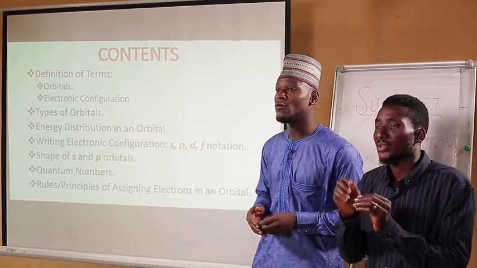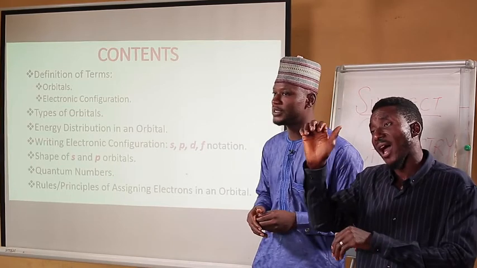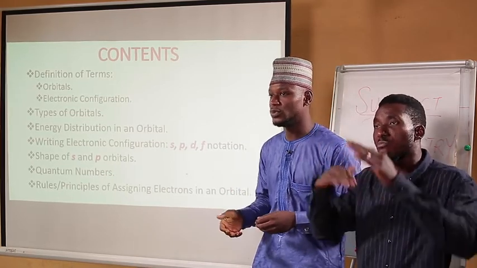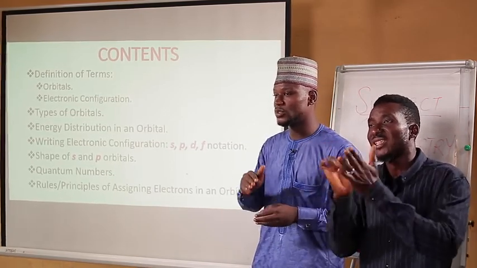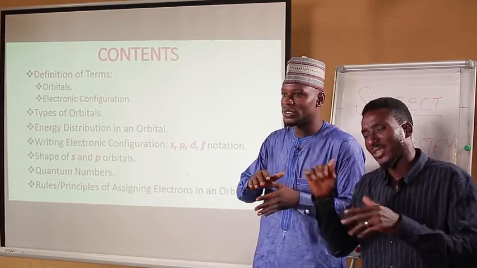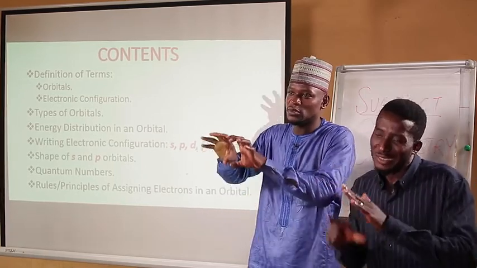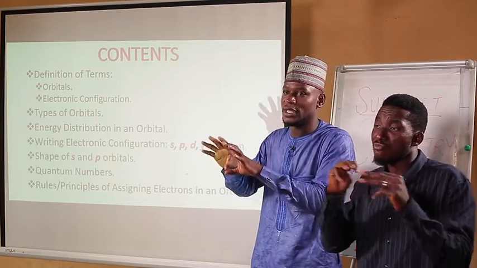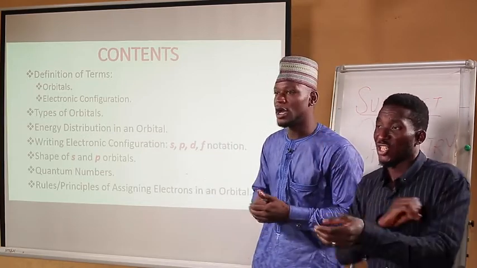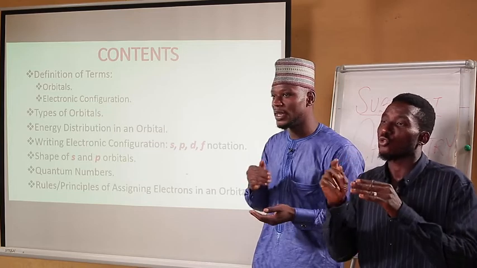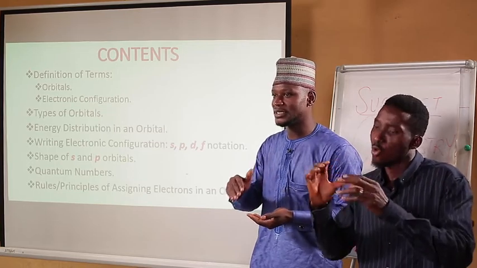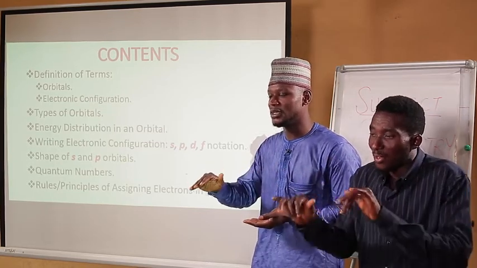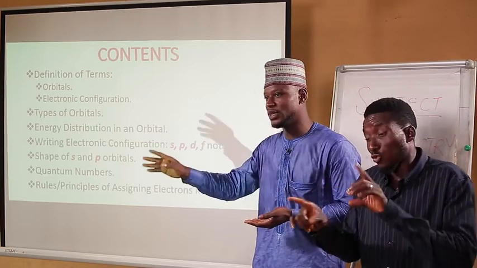Then he talked about the Aufbau principle. The Aufbau principle, which is the building up principle, states that when electrons go into orbitals, they accommodate the orbitals with the least energy before moving to the orbitals with higher energy. Then Hund's rule said that when electrons occupy degenerate orbitals, that are orbitals of the same energy, they do that singly before pairing will start.